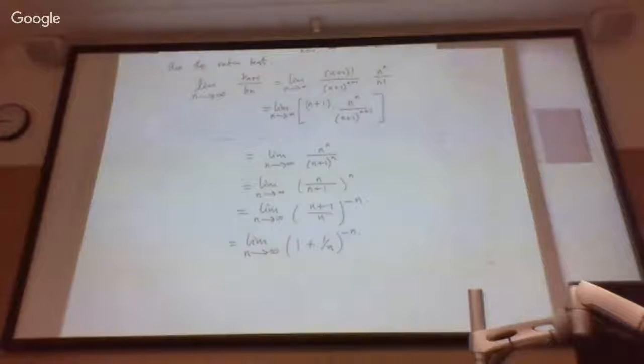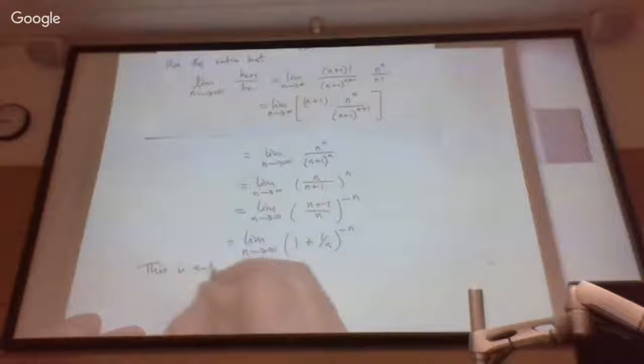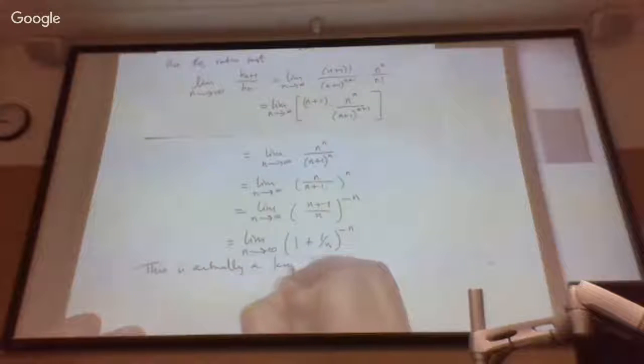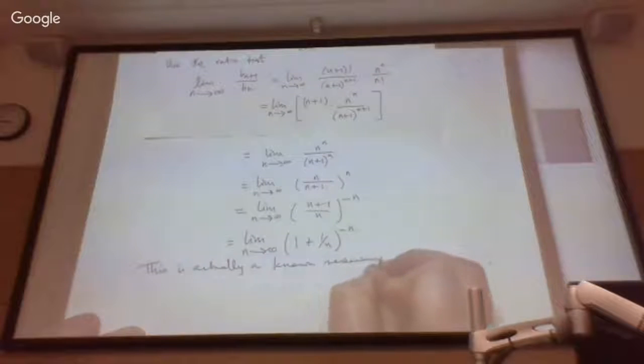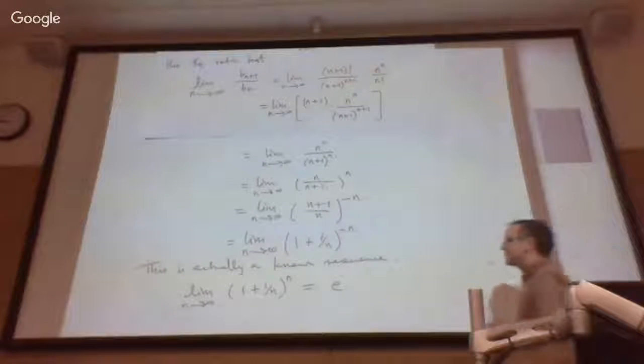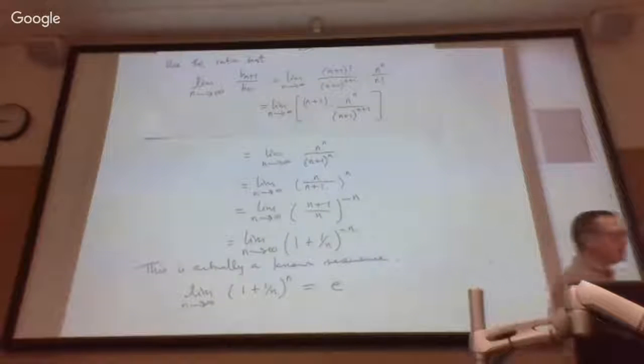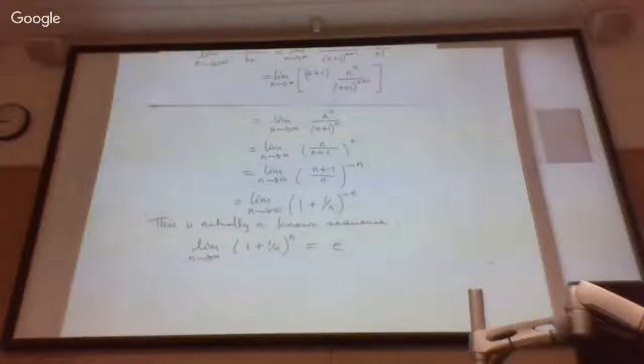But now this is a well-known sequence. We know that the limit as n goes to infinity of (1 plus 1 over n) to the power n is equal to this number e, which is the base of the natural logarithm. Now that is all bound up in the definition of the logarithm and the definition of e itself. We'll just make use of that as a fact for now.